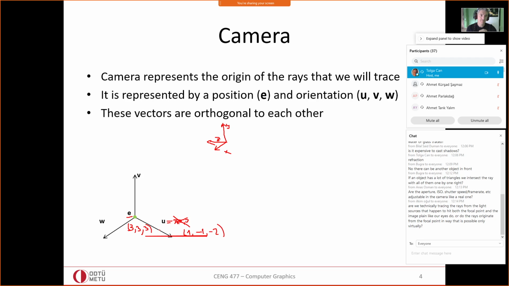The u vector will tell me how the rows are aligned on the image, how the rows of pixels are aligned on the image.